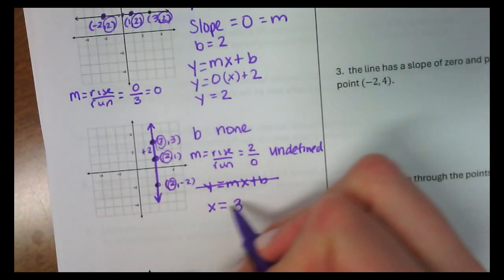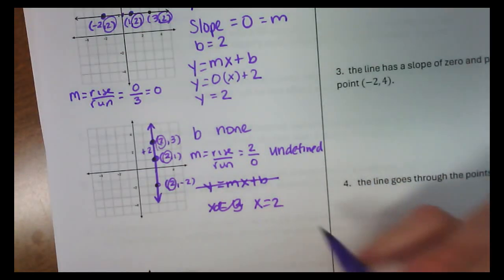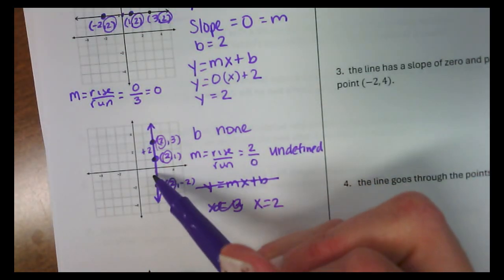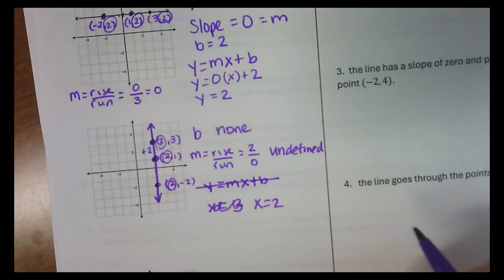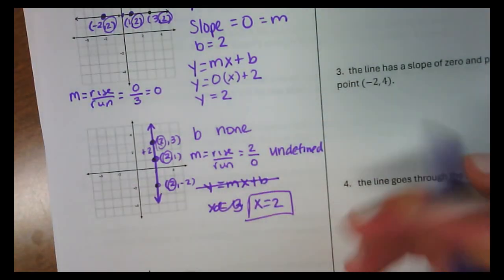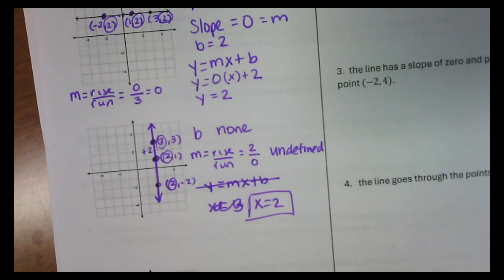every coordinate has an x value of 2. So no matter, oops, I don't know why I wrote 3. No matter where I stop on my line, my x is 2. This is the equation of my line. Okay, so there's not really anything I can do with y equals mx plus b for this one.